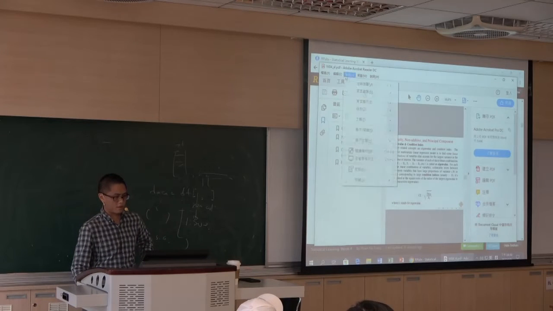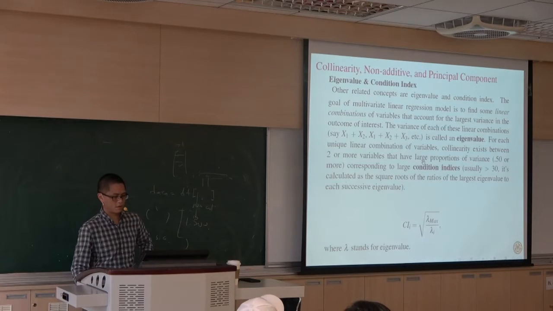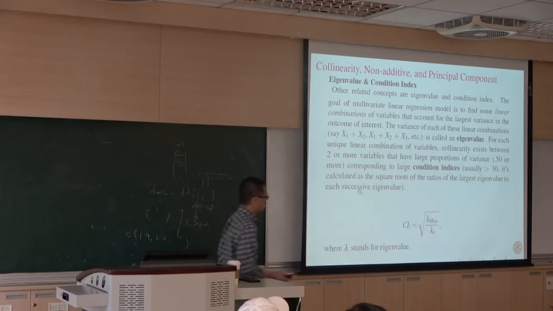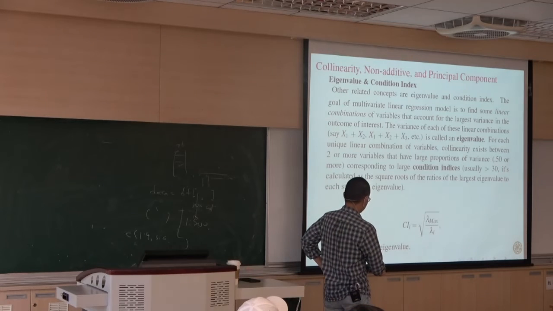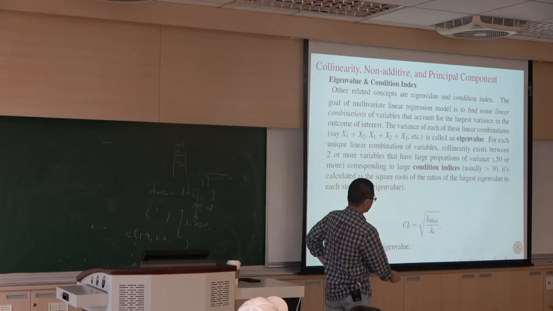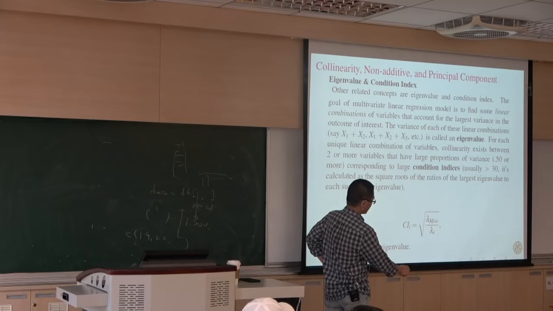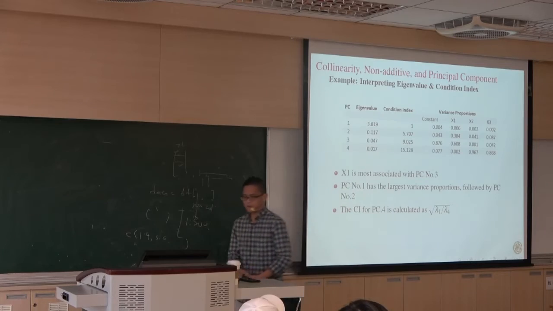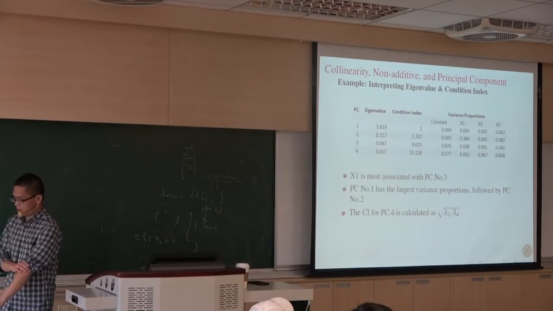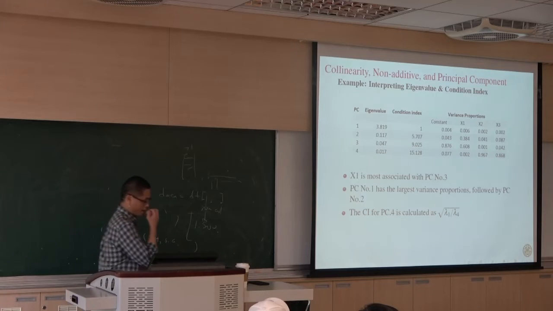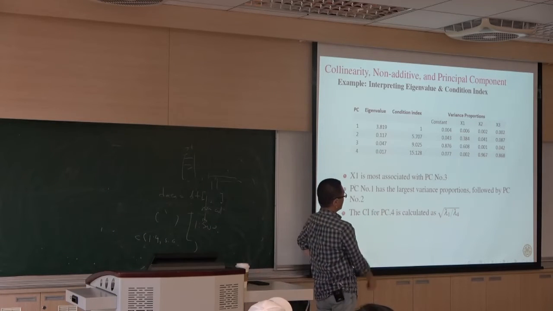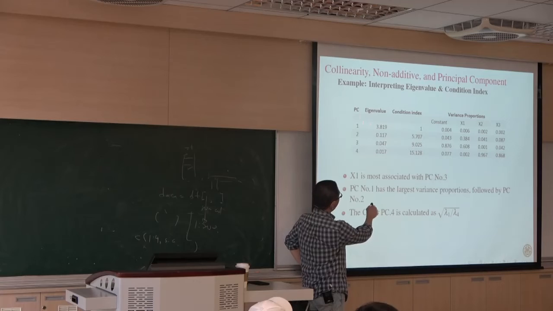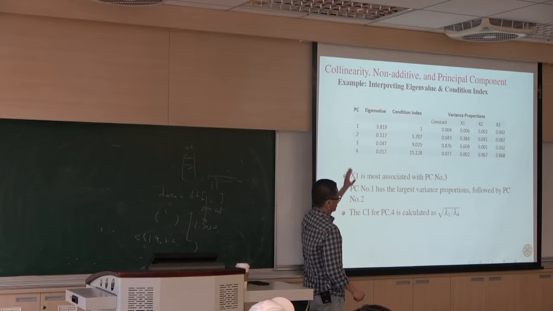Right, let's get back to our lecture slide. You simply use the lambda to represent the eigenvalue. So the CI is coded this way: simply the square root of the largest eigenvalue divided by the i-th eigenvalue. If you're doing this in R or another statistical package, we usually get this table. So we have an index of the principal component.